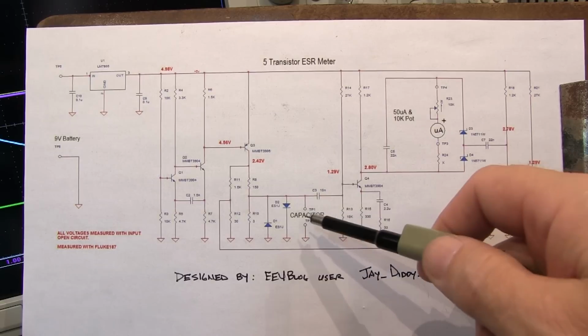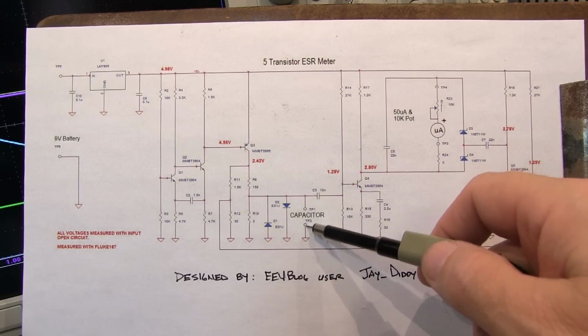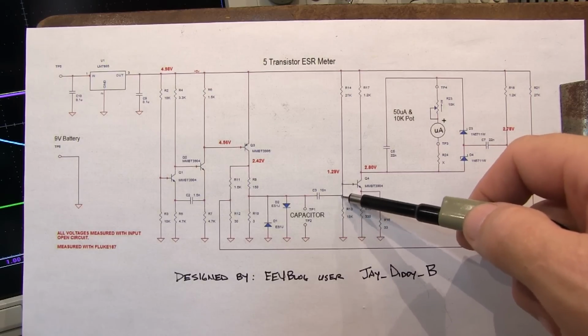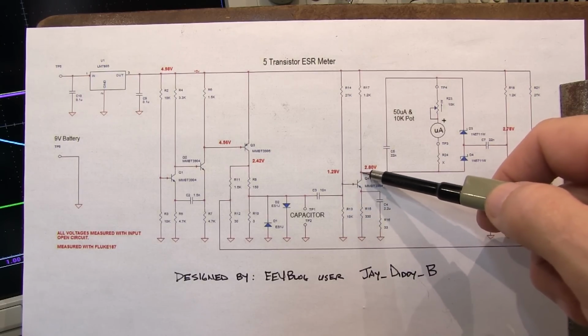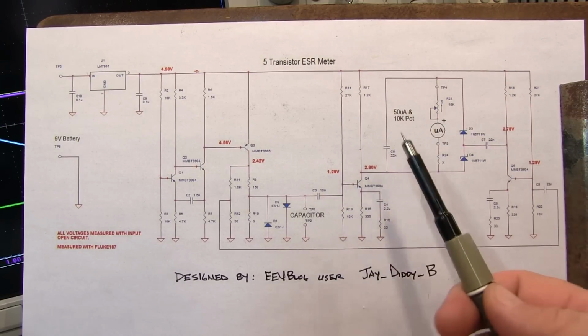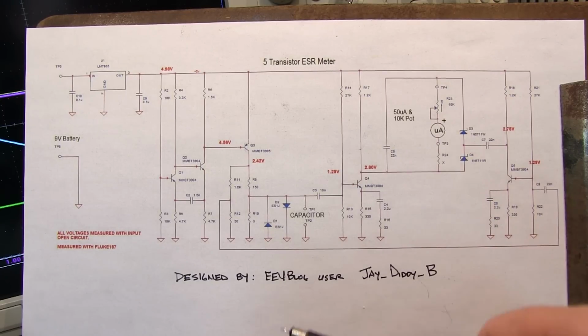Now, of course, any ESR between effectively zero and open circuit is going to cause a small amount of that signal to appear at this amplifier output, thus reducing the amount of voltage difference and thereby giving us something a little bit less than the full scale reading. And that's how this ESR meter works.